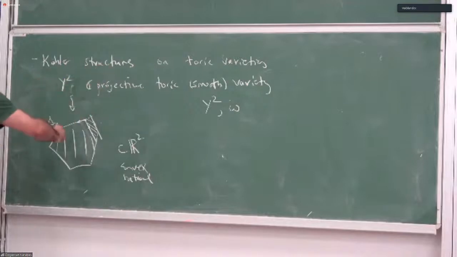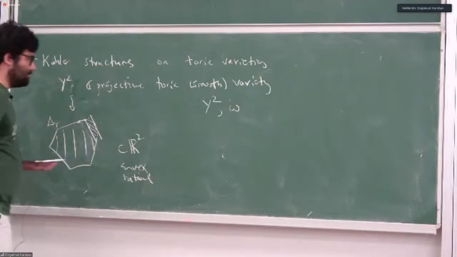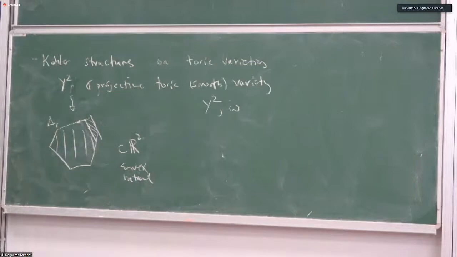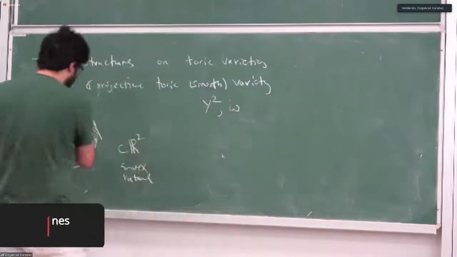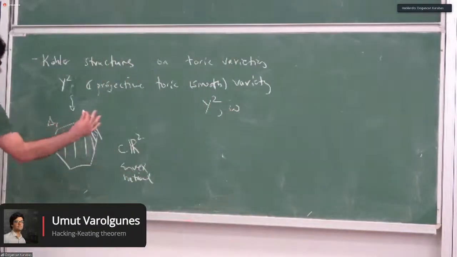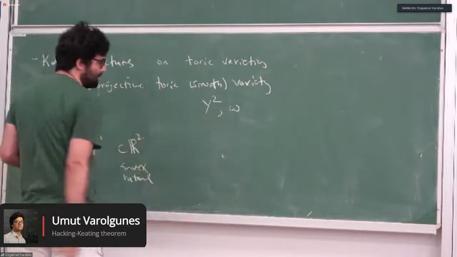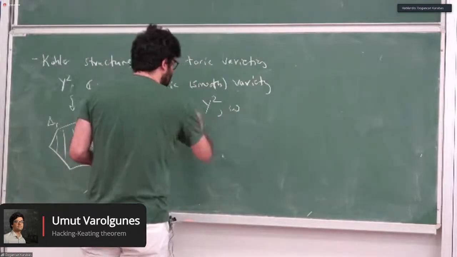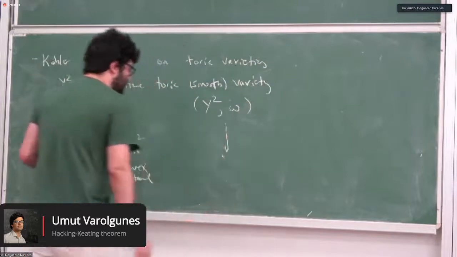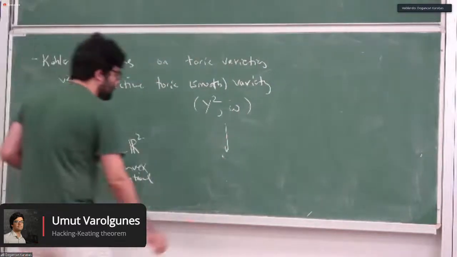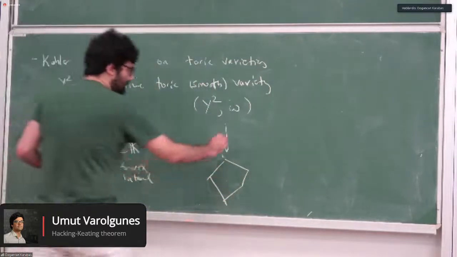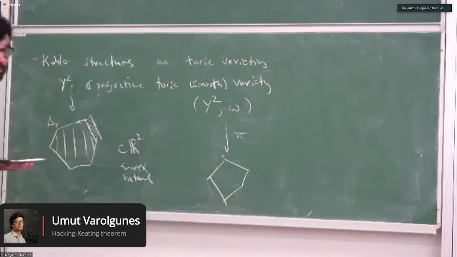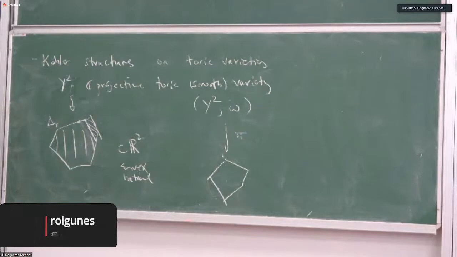Okay, so the size of this polygon tells you something about the Kähler structure that you chose on your toric variety. So there is some connection between exactly which size polygon I choose and which Kähler class I choose on my projective toric variety. So for some choice, there exists a map from this Y2 to this polygon, and let's call it pi. This is called the moment map. It's the most important example of a Lagrangian torus fibration, I think.